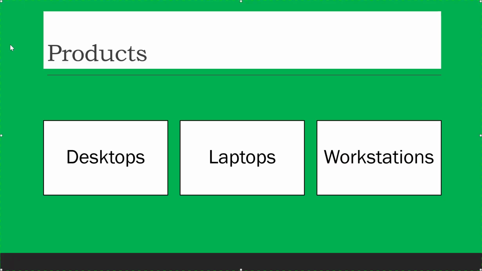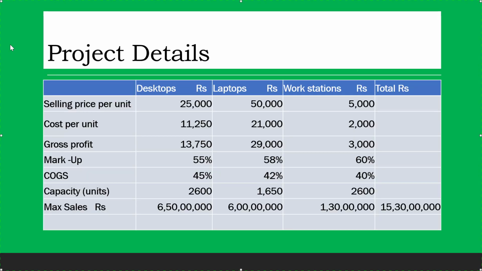The products are going to be these three: desktops, laptops, and workstations. Now the most interesting part has begun, after the theory is over. So, the project details. I'm going to manufacture laptops, desktops, and workstations. The selling price of the desktop initially, in the first year, will be 25,000. Laptops I'm going to sell at 50,000 and workstations at 5,000 rupees.